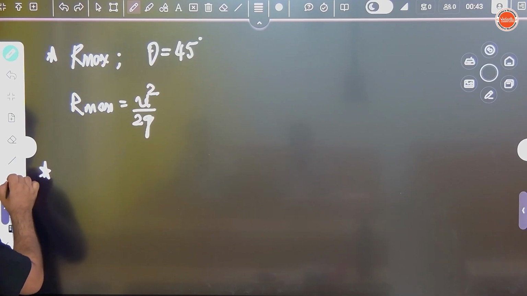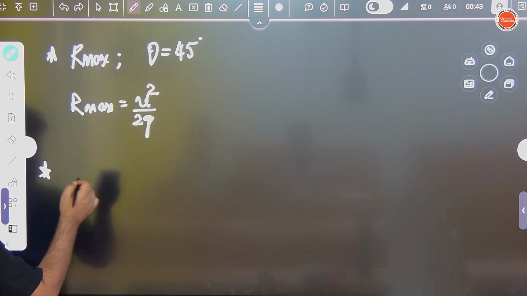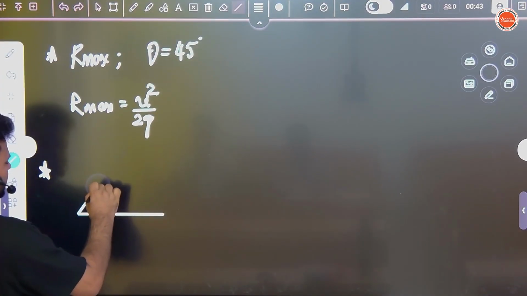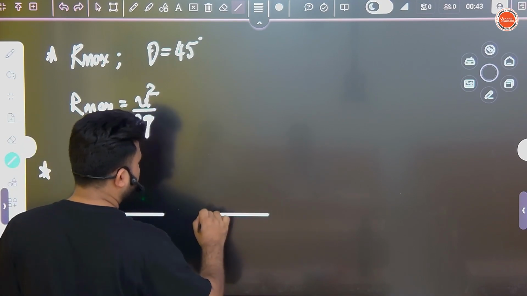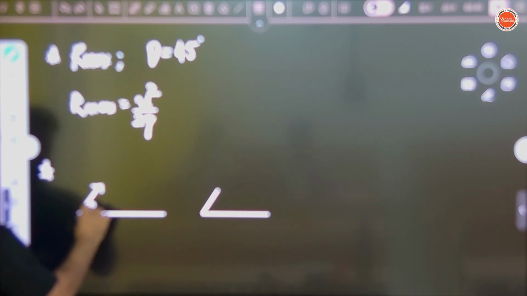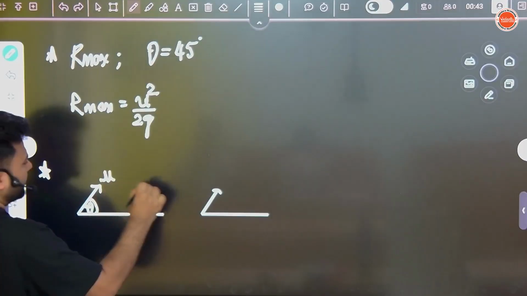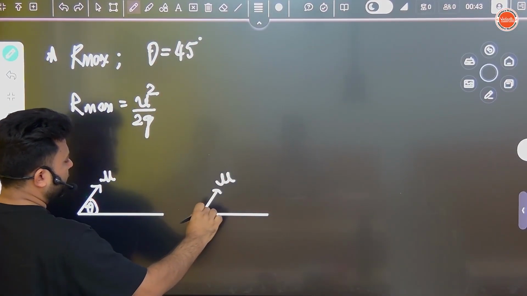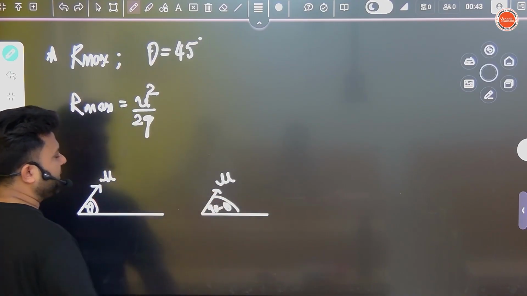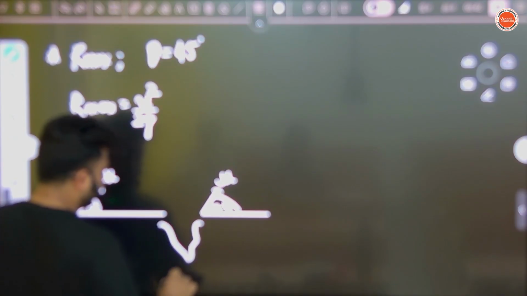One more important point. From the ground, whether you project the ball at angle theta or you project the ball at 90 minus theta, obviously with the same speed, for both these cases range will be the same.